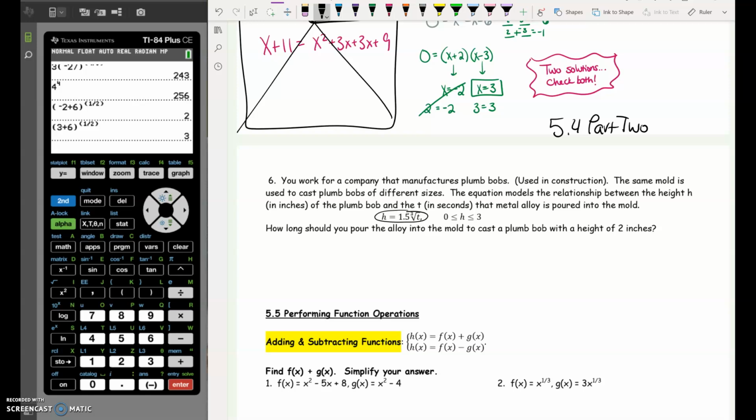So this is, how long should you pour the alloy into the mold to cast a plumb bob with a height of 2 inches? They're saying that the height is 2 inches, 1.5 times the 3rd root of t. All you have to do is solve that equation, which really isn't that hard. Do you notice I didn't read the equation or the word problem at all? All I really figured out was that height is h and t is time, t is seconds. That's all you really need to know is what is h, what is t, and then they tell you 2 inches, where do you put that in, and then solve the stinking equation. That's all you have to do on that.